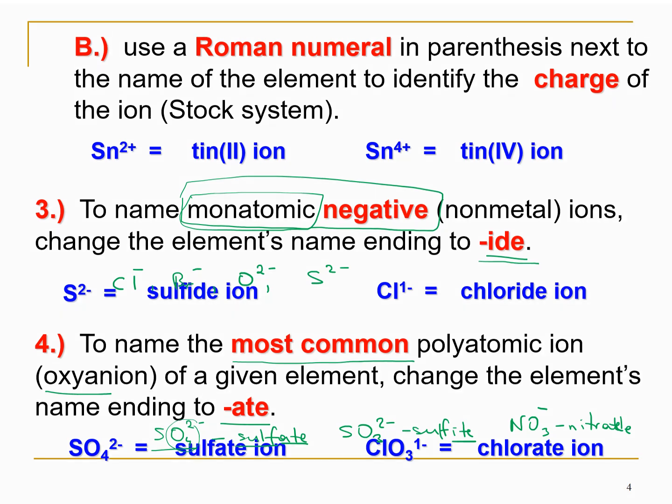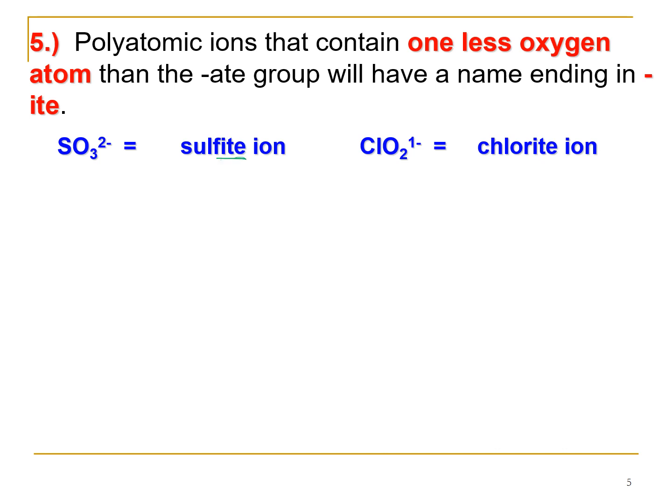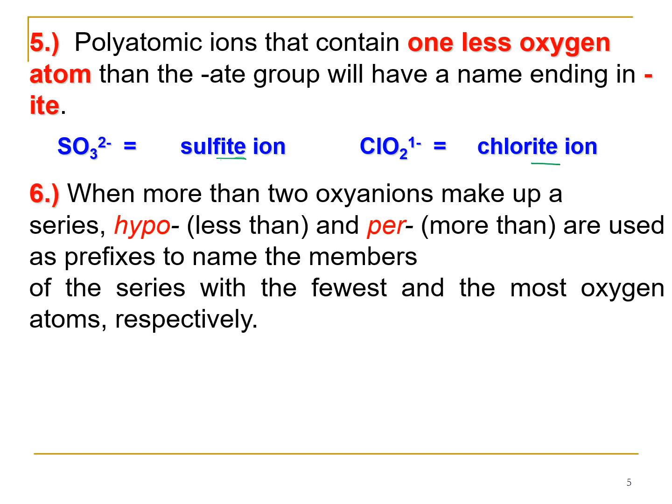Now the ones that have one oxygen less than the most common ion are going to have the ending of ite. So for example, here sulfite, chlorite, and again these are the ones that have one less oxygen than the most common, and now they have the ending of ite. Next we are going to have the ones that have even less oxygens than these ones, and now these are going to have the prefix hypo, and if it's the one that has more oxygens than the most common, then these are going to be called per.